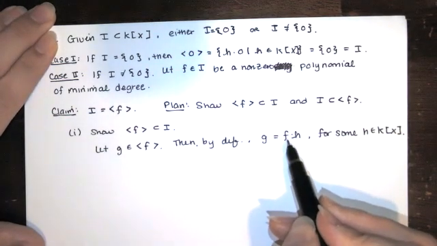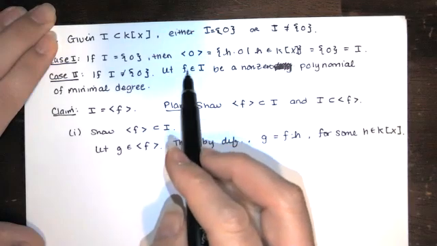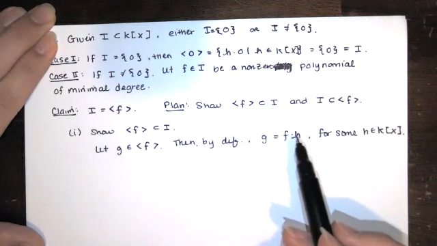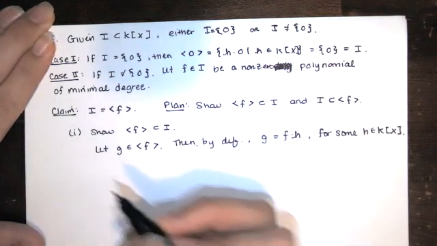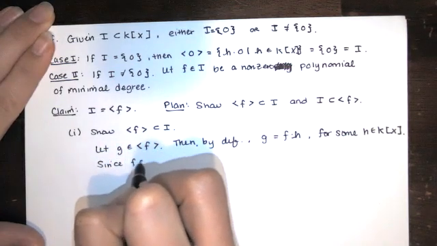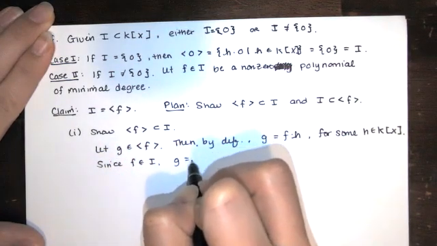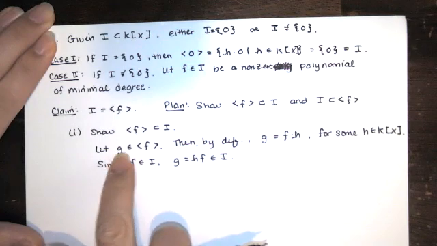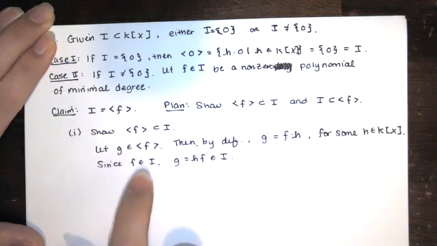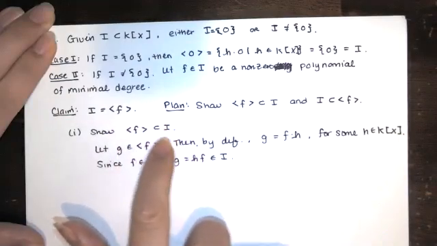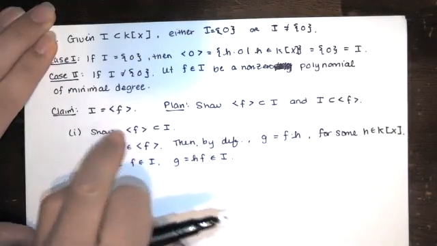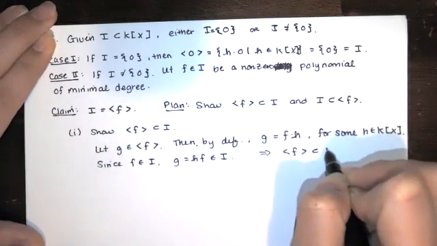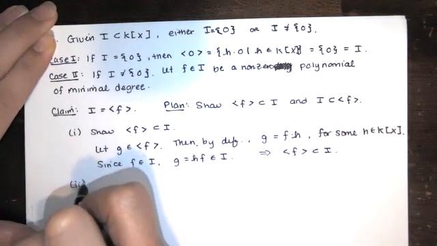But f is an element of I, because we said right here, f is an element of I, and it's a non-zero polynomial of minimal degree. Since f is an element of I, h times f is an element of I. So we started with a polynomial in this set, and we showed that it belonged to this set. So that shows us that this set is a subset of this set. Or in other words, every single polynomial in here is also in here. All right, let's go the other way.